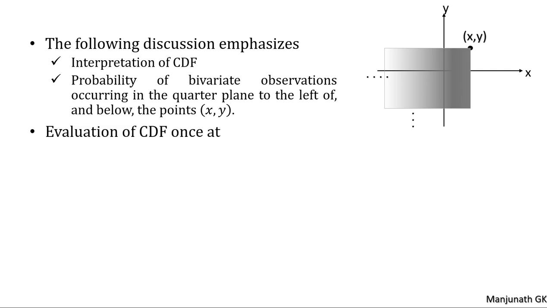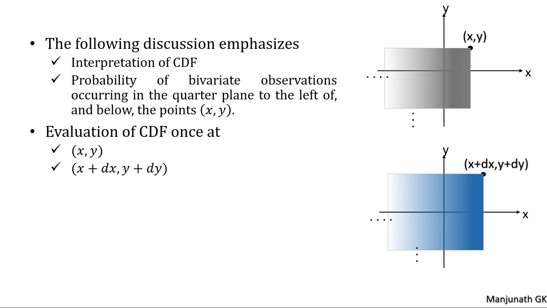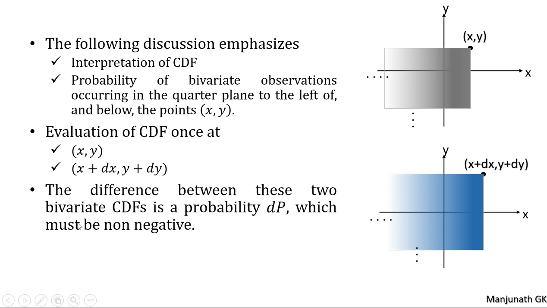Here let us calculate two CDFs. One CDF is located at a point x, y, and another is at the point x plus dx and y plus dy. This is the graph for that. Same graph, but small distances dx and dy are added to the points x and y respectively, so that the area of this plane is increased by the values dx and dy. Then the difference between these two bivariate CDFs is the probability dP, which must be non-negative.